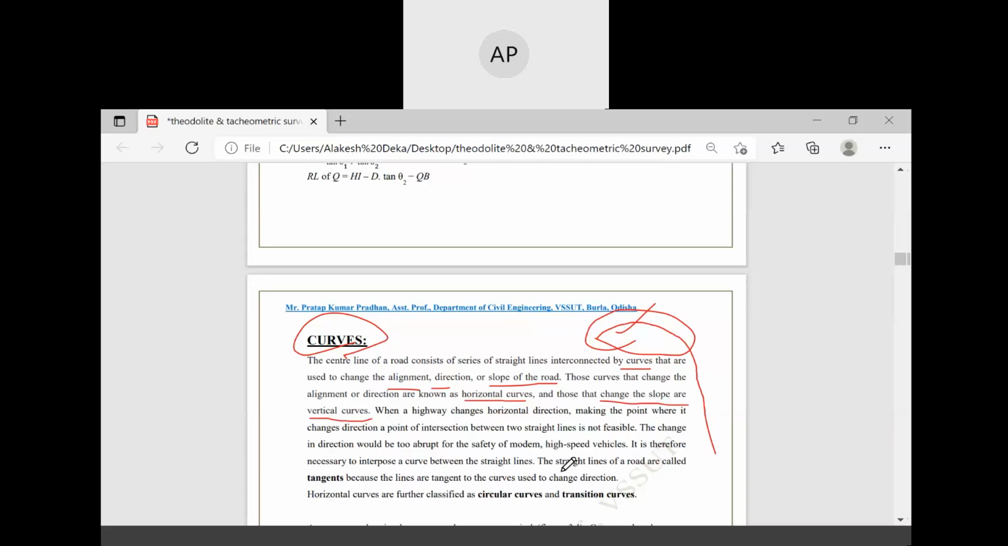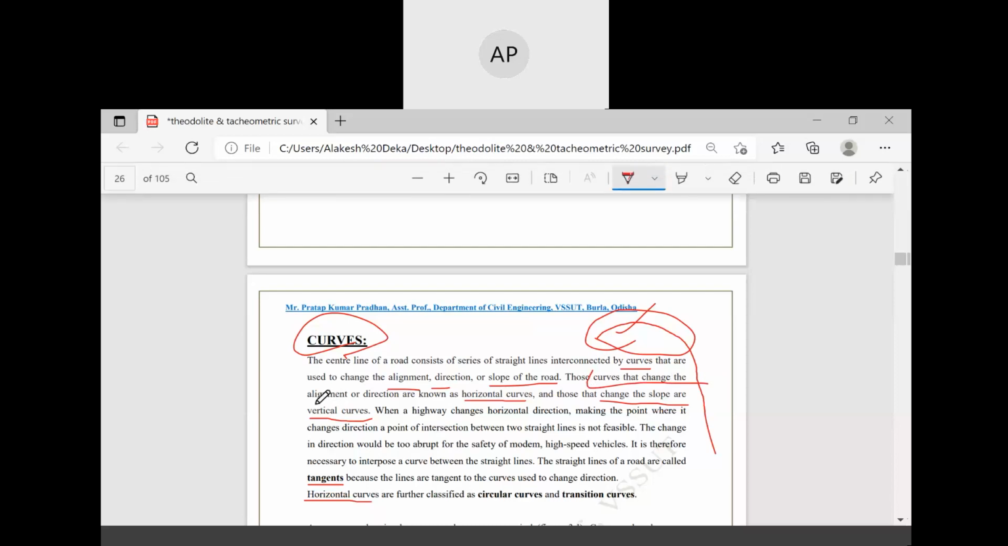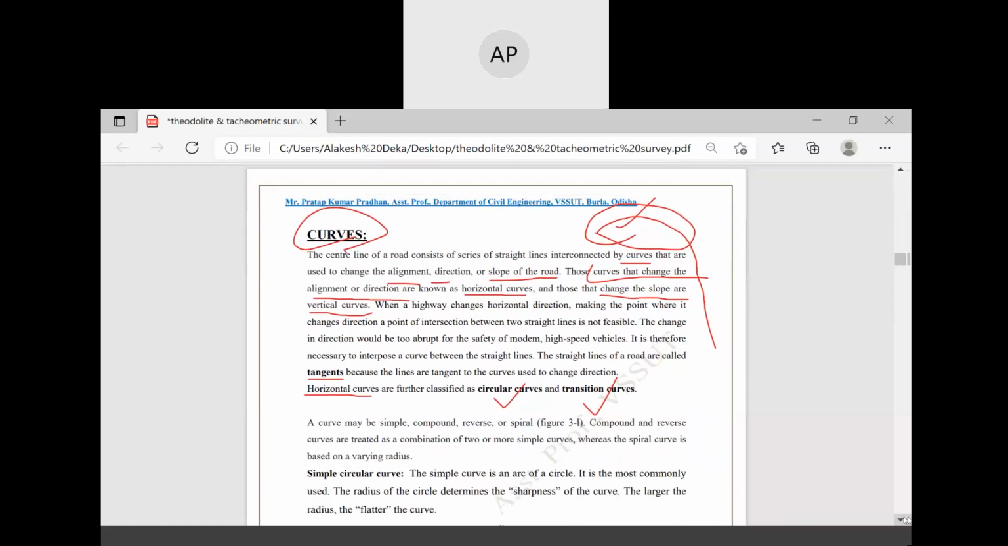When a highway changes horizontal direction, the point where it changes direction is a point of intersection. The straight lines of a road are called tangents because the lines are tangent to the curves used in changing direction. Horizontal curves are further classified. What are horizontal curves? These are the curves that change the alignment of a direction. Horizontal curves are classified as circular curves and transition curves.